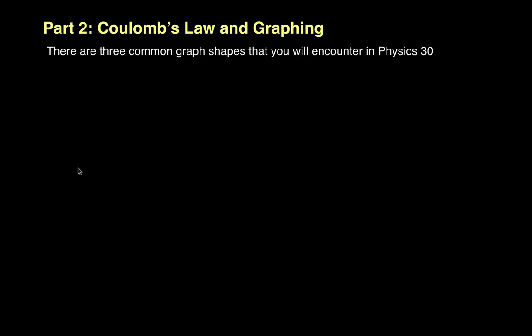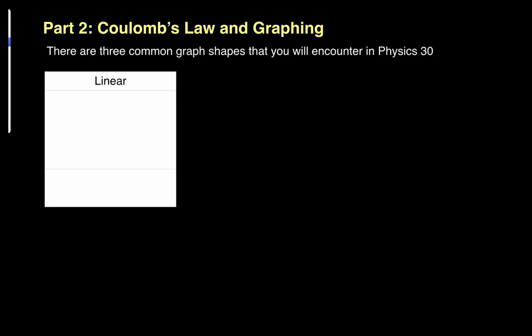Part 2 looks at Coulomb's law and graphing. This section is important because it shows you how Coulomb's constant is calculated using experimental data. But first, there are 3 common graph shapes that you will encounter in Physics 30.